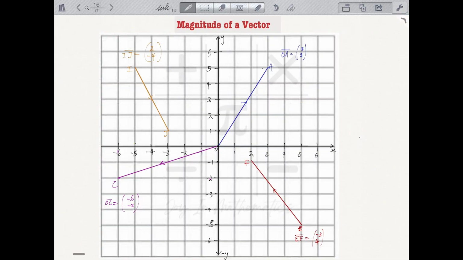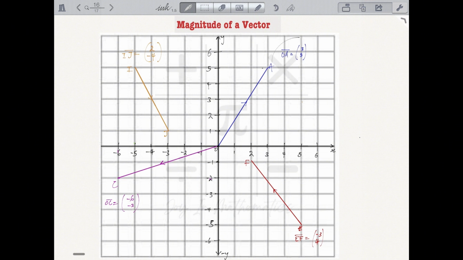Welcome back to Join Mathematics, and let's consider now the magnitude of a vector. Sometimes people call it modulus, but let's go with magnitude.